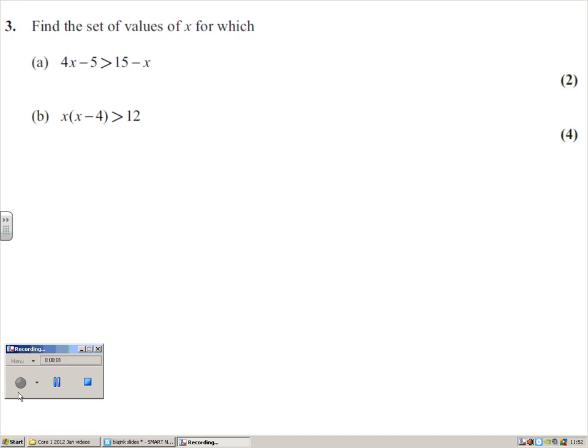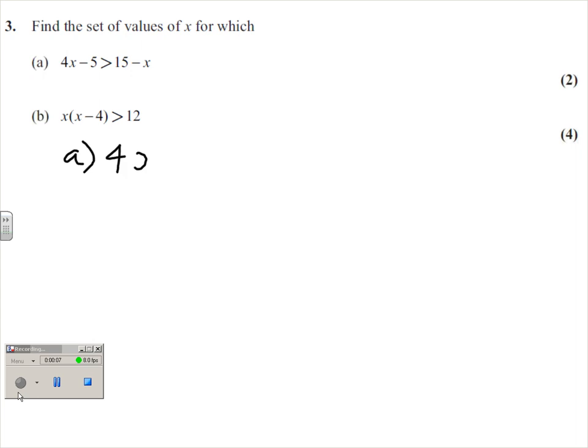Okay, number 3, find the set of values for x for which, okay, we've got 2 inequalities. The first one is a linear one because there's no x squareds or anything like that. The second one will be a quadratic one. With inequalities, you start by just treating them like equations. Linear inequalities behave in exactly the same way as equations. You just solve them, but instead of the equal sign, you keep the inequality sign the exact same way around all the way through.